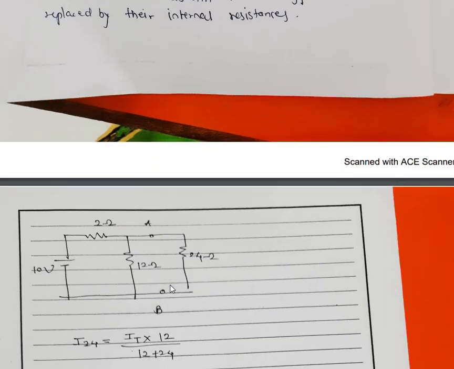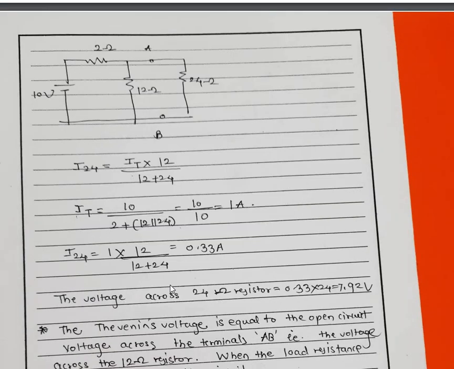Let us solve one small example so that you will better understand what exactly is to be done. We are considering a very small circuit at present. What we want to do is find Thevenin's voltage and Thevenin's equivalent resistance across the points A and B. Here, this is your 10 volt source, 2 ohm, 12 ohm and 24 ohm.